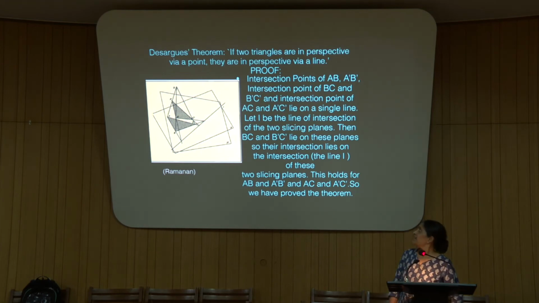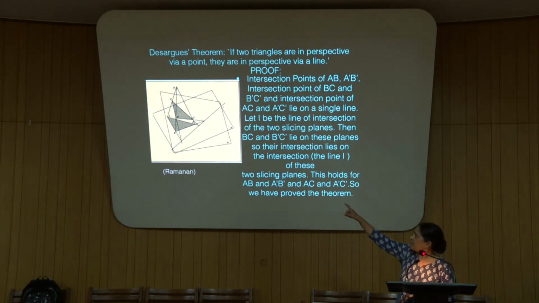So, I'll just state Desargues' theorem. Desargues' theorem was a very central theorem formulated during the Renaissance time. It says that if two triangles are in perspective via a point, they are in perspective via a line. So, what is the statement?